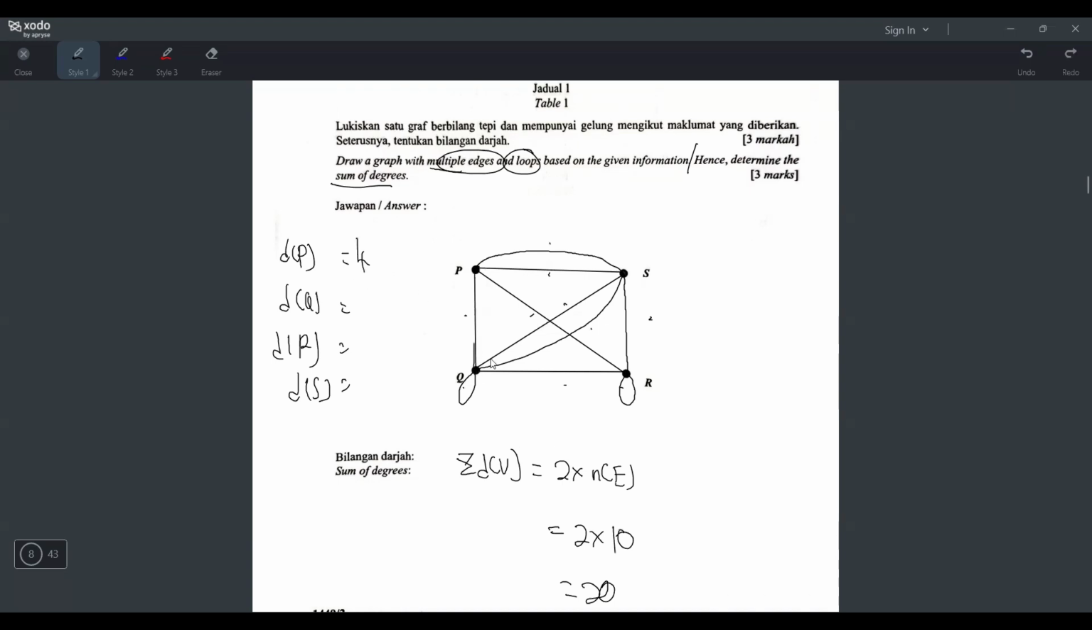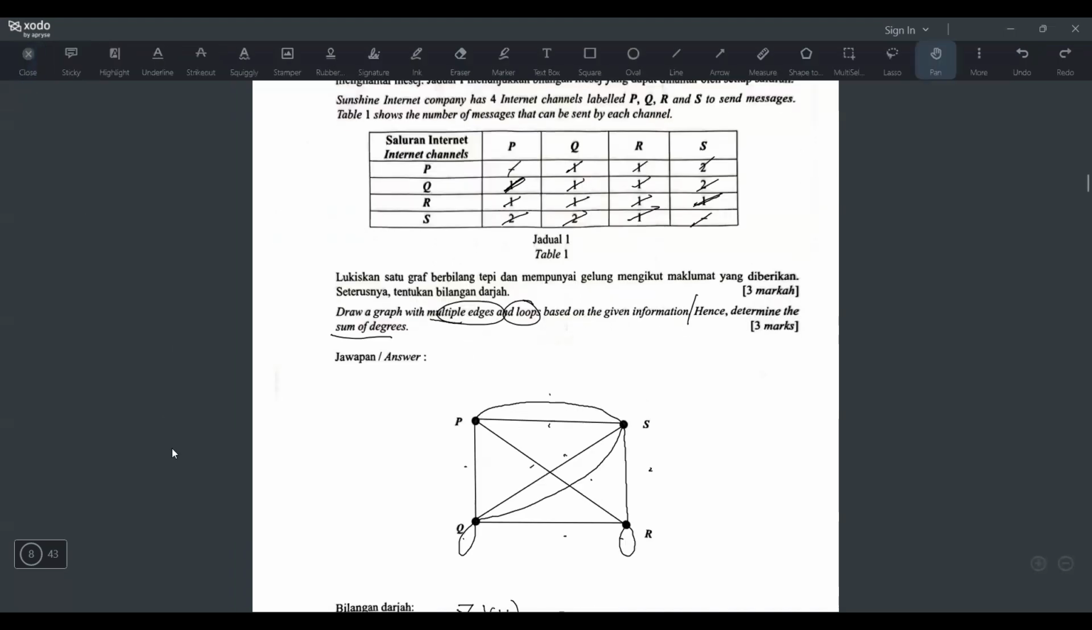And then for Q you count 1, 2, 3, 4, 5, 6. Because I told you already, the degree of a loop will be 2. So 1, 2 for the loop, and then 3, 4, 5, 6. So here 6. You do the same for the others and add them all. Believe me, the answer will be the same as 20. But I never do it like that, because whenever the question asks for the sum of degrees of all vertices, you can just do it fast. Just use the formula 2 times NE. Hope you understand.